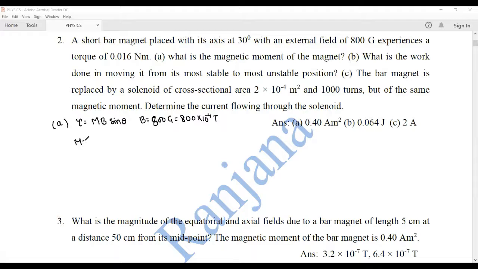So the magnetic dipole moment is torque upon b sin theta. Substituting the values and simplifying, we get the answer to be 0.40 ampere meter square.